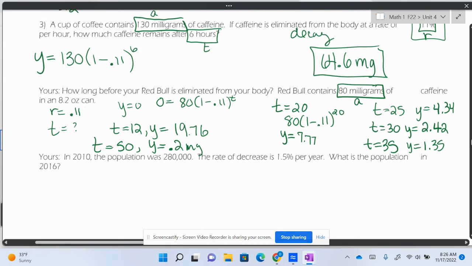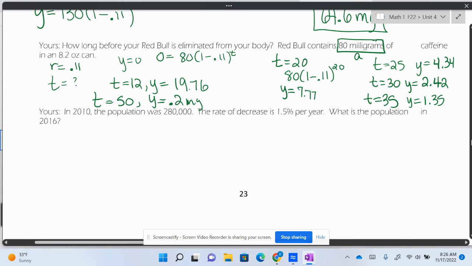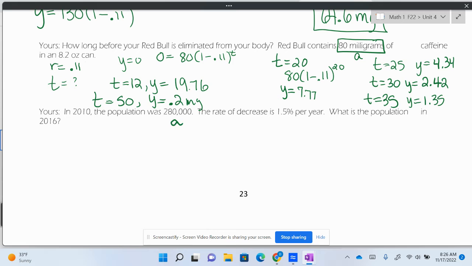Okay. All right. In 2010, the population was 280,000. The rate of decrease, this is a decay, is 1.5%. So R equals, if I move it 2 places to the left, 0.015. What is the population in 2016? So what is my T? I started in 2010 and I'm asking about the population in 2016. T equals 6. So Y equals 280,000 times 1 minus 0.015 to the power of 6.